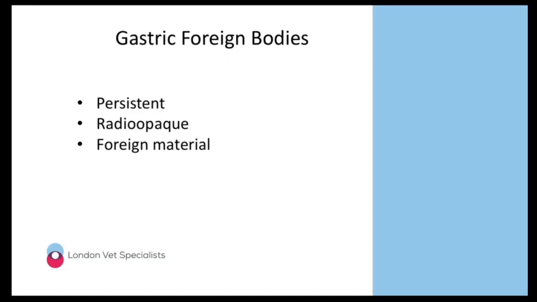Radiographically, gastric foreign bodies typically appear as just persistent radiopaque material. Foreign bodies, not all of them, but a lot of them are going to be radiopaque, and they're going to just sit in the stomach. So if you take a series of radiographs, these structures are not going to move out of the stomach. And usually, if they're going to cause problems, then they're going to be big, and potentially they're going to get stuck in the gastric outflow tract.